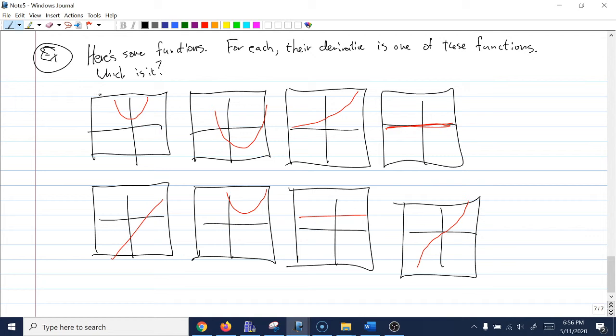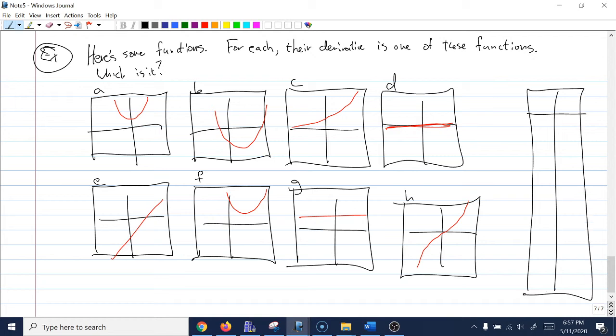Let's give these names. A, B, C, D, E, F, G, H. And the thing I'm telling you is that for each of these 8 functions, its derivative is one of these things in the graph. I'm drawing these by hand, so, not that exactly. But here's a function. What's its derivative? Pause the video. Try and figure this out.